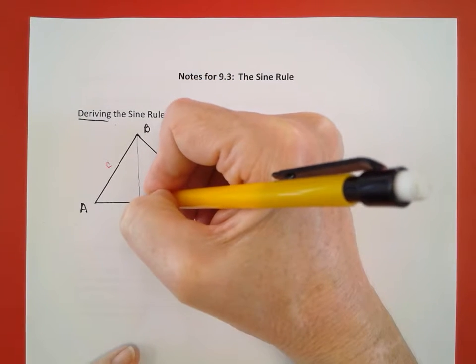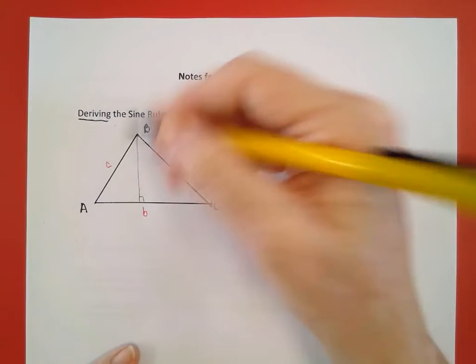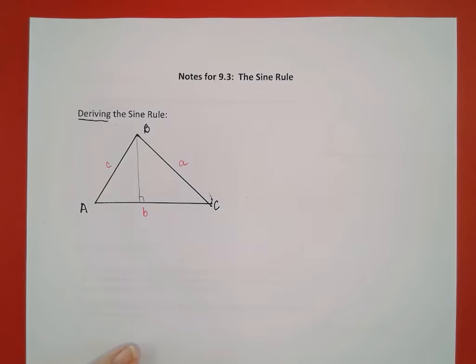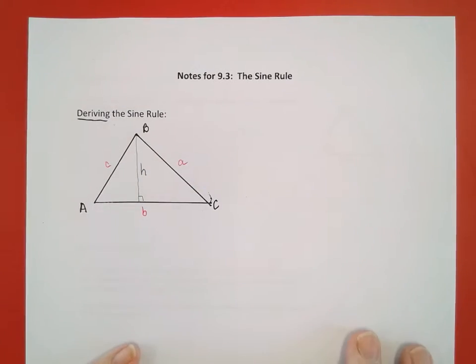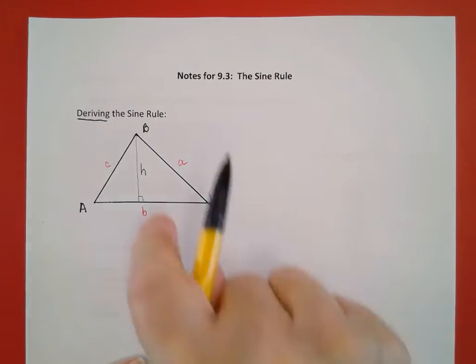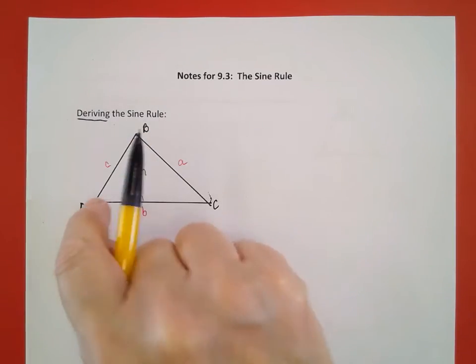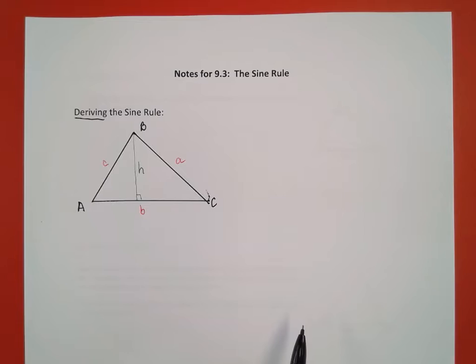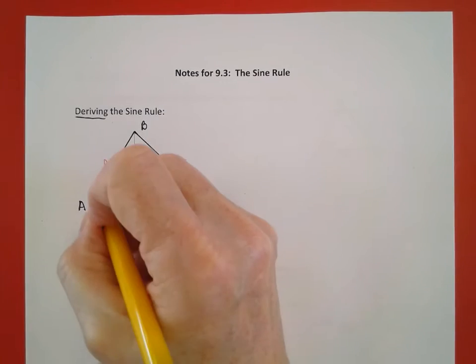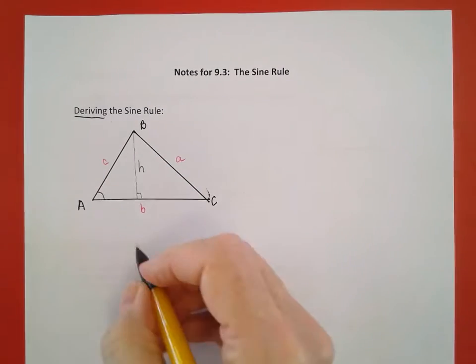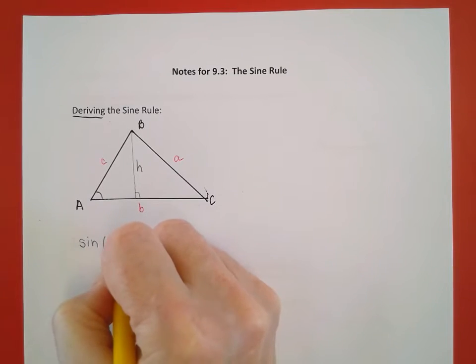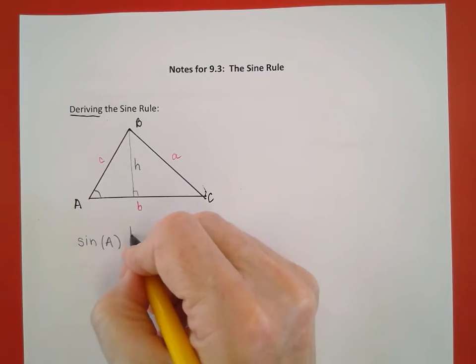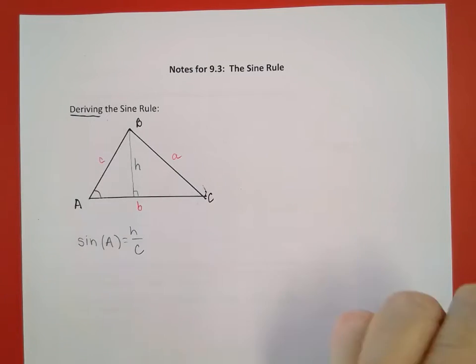I'm going to drop a perpendicular from any angle, but B looks nicest to me right this minute. I'm going to drop that height, and I'll call it h. That's how long that height is. Remember, this is how long that side is, that's how long that side is, that's how long that side is. Let's say I have angle A, and I want to say what the sine of angle A is. Remember that it's opposite over hypotenuse, so it's h over c.